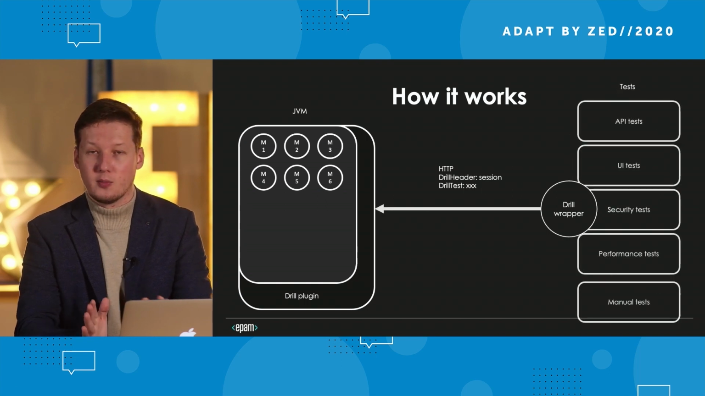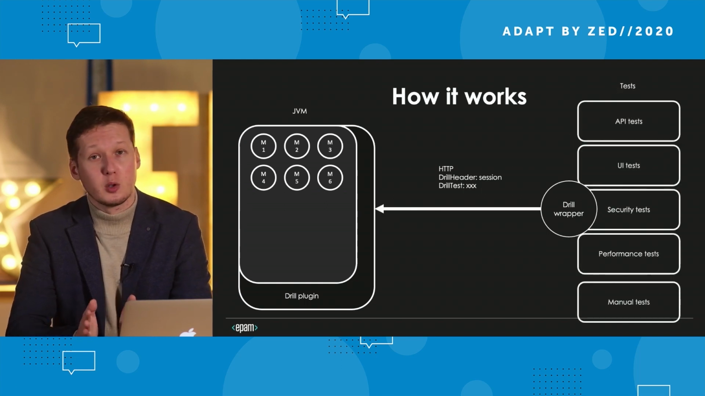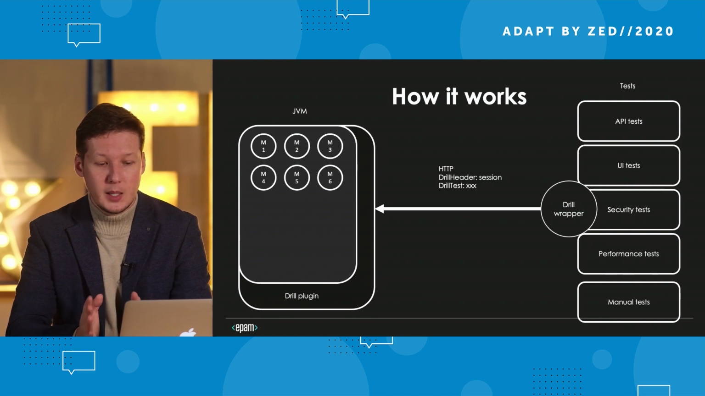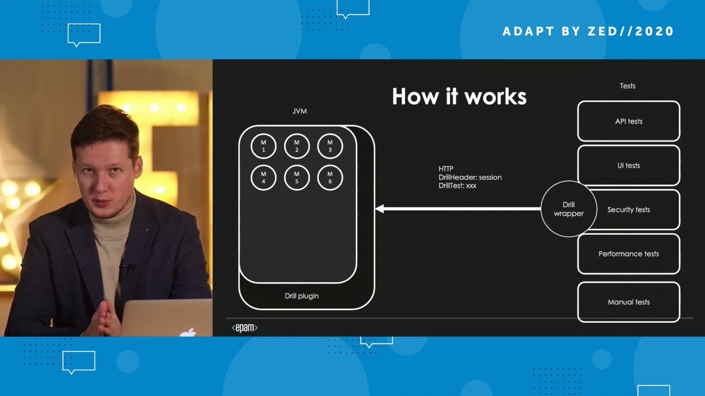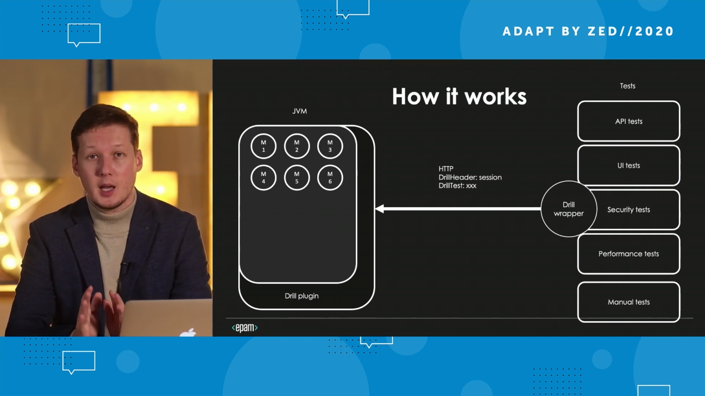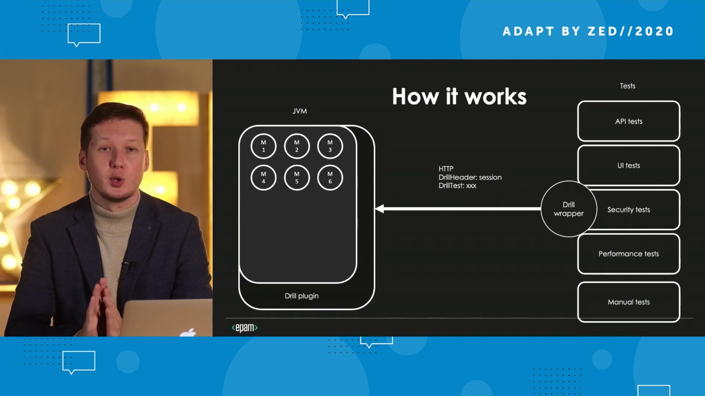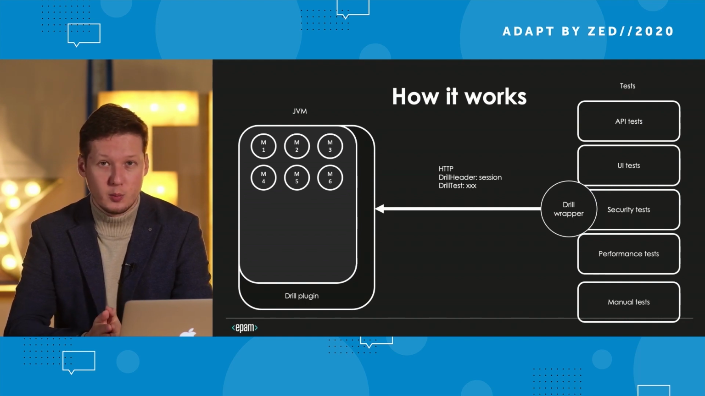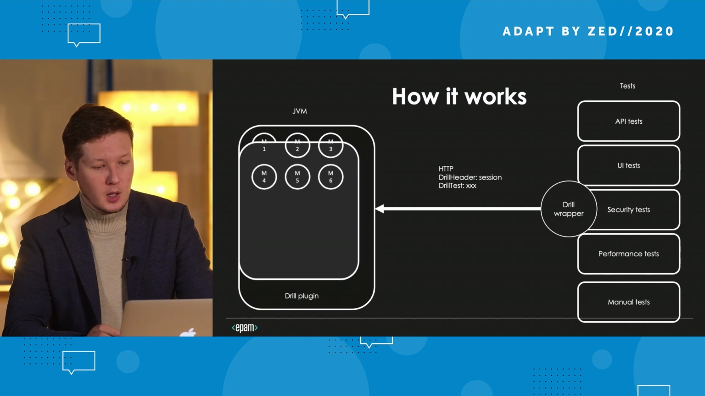Which basically means that for that reason you can use Drill4J not only for API tests, but for any sort of test cases: for API, for UI test cases, for security tests, for performance tests, and as I showed you, for manual test cases right from your browser as well.